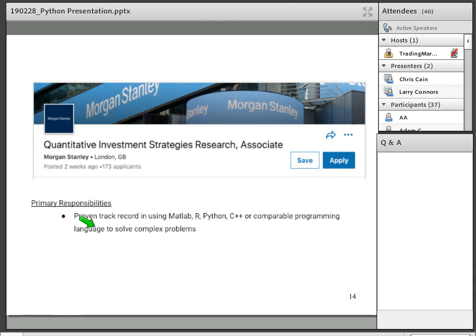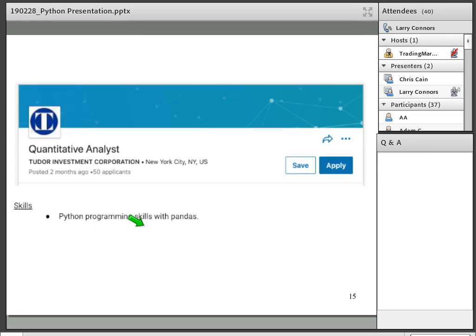Morgan Stanley, quantitative investment strategies research. Responsibilities, primary track record, and they're looking at MATLAB, R, Python, C++, or a comparable programming language to solve complex problems. So they're taking it up to an even more advanced level. We go to the next one, Tudor. Paul Tudor Jones, one of the famous hedge fund managers out there, a multi-decade firm. There's a position here in New York City for quantitative analysts, skills required: Python programming skills with Pandas.